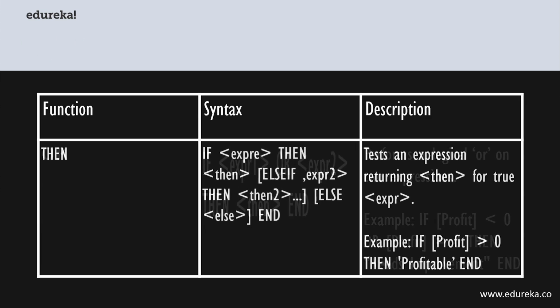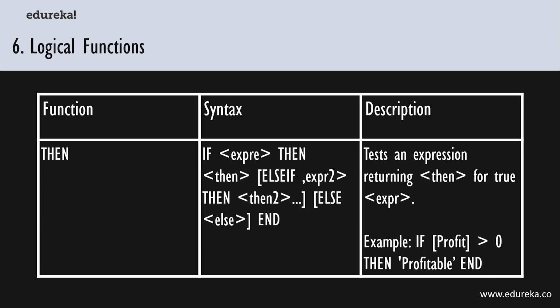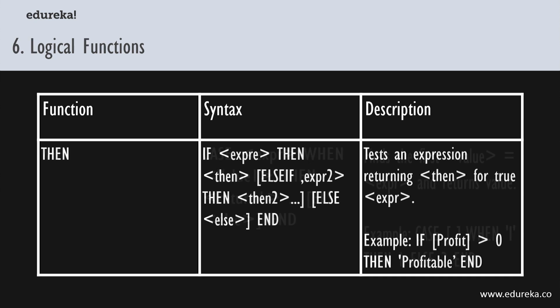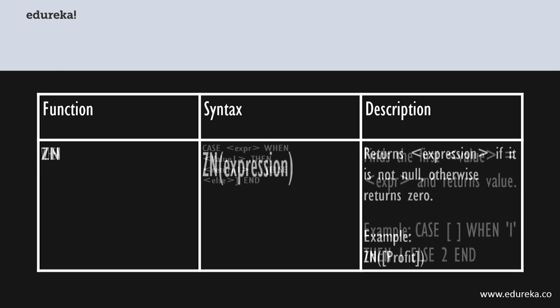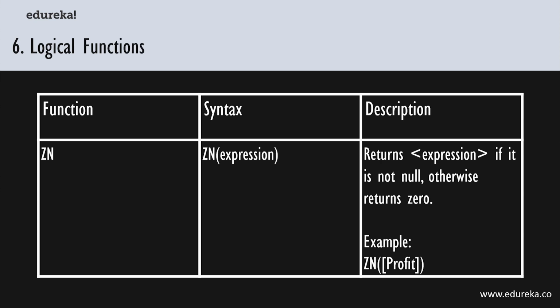Then we have then, which we have discussed before. If a certain field fulfills a condition, the corresponding then part is then fulfilled. Now here we have a when function, which finds the first value that matches the expression and returns the corresponding return. It's kind of like if and then case, except there is no if. Then you have zn, which returns your expression if it is not 0 or null. We have discussed this before.